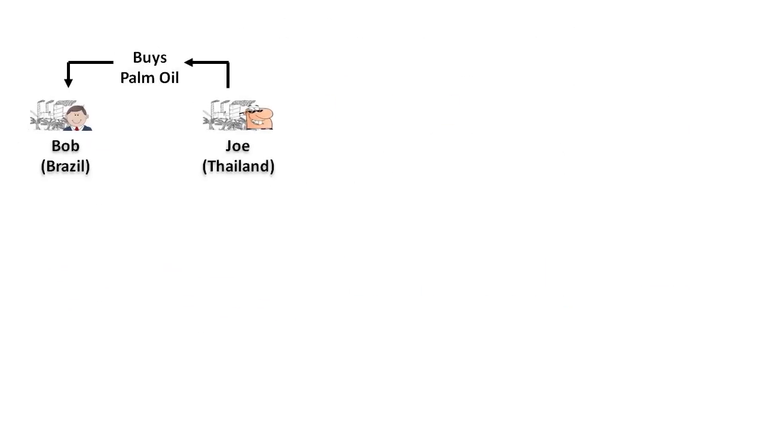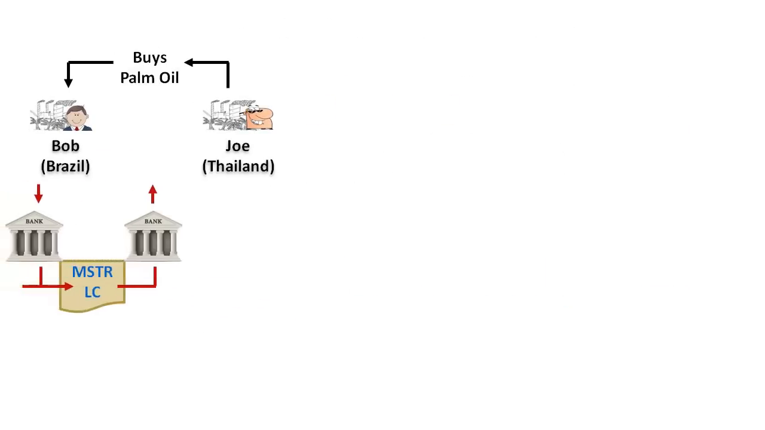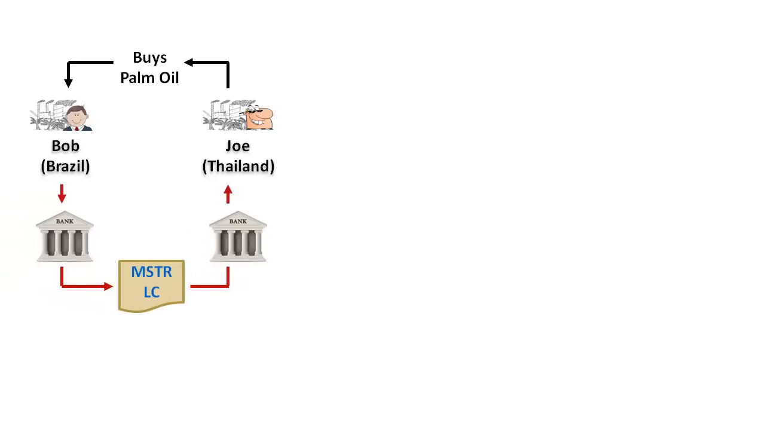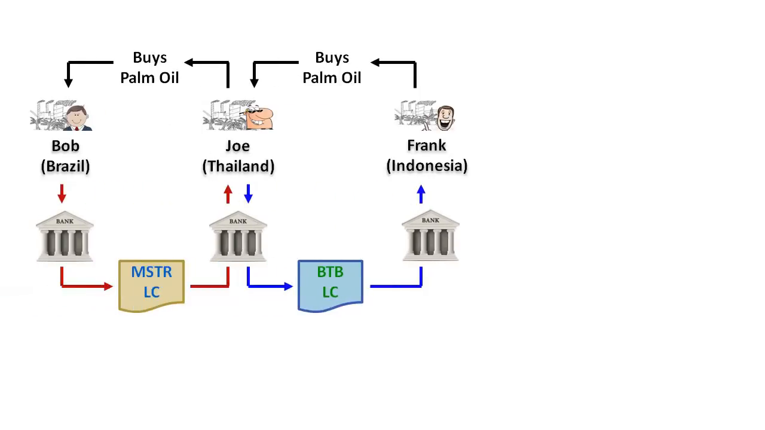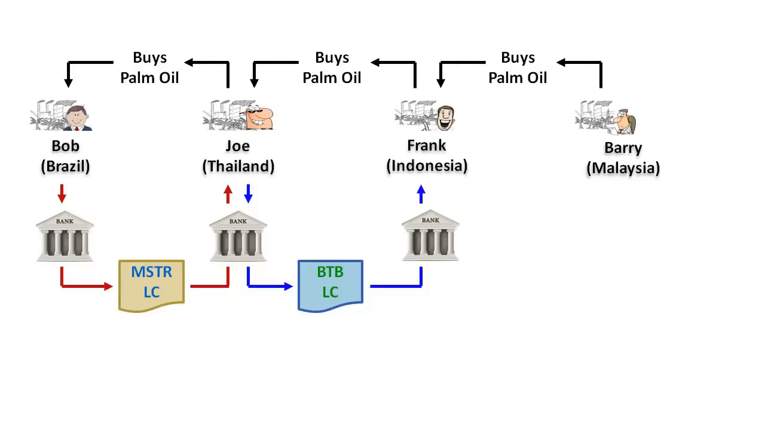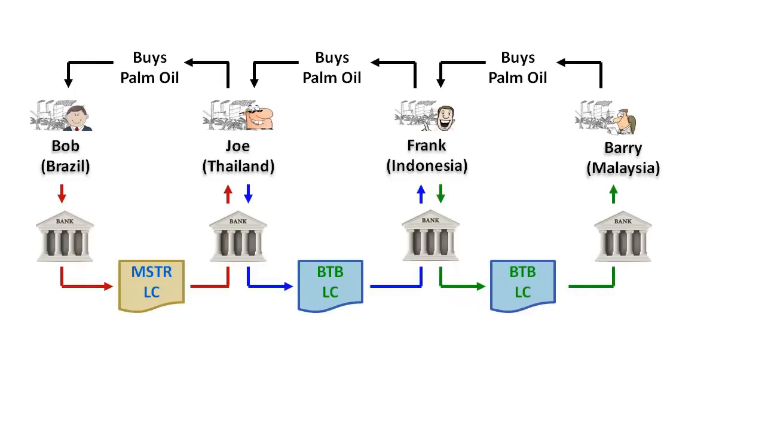Assuming Bob is buying palm oil from Joe and he issues an LC to Joe, Joe has to buy from Frank before he can supply to Bob. So Joe issues a back-to-back LC to Frank. Now Frank has to buy from another seller, Barry, before he can sell to Joe. So Frank requests his bank to issue an LC to Barry based on the LC he received from Joe as a collateral. When Frank issued an LC to Barry, this LC is now a master LC to this bank.